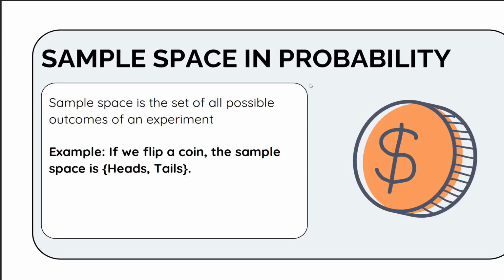Sample space in probability. Sample space is the set of all possible outcomes of an experiment. Example: if we flip a coin, the sample space is either heads or tails. It is clear, like if we have a coin, it can be this side or the other side of the coin. So the possibilities are again 50-50, 50%.